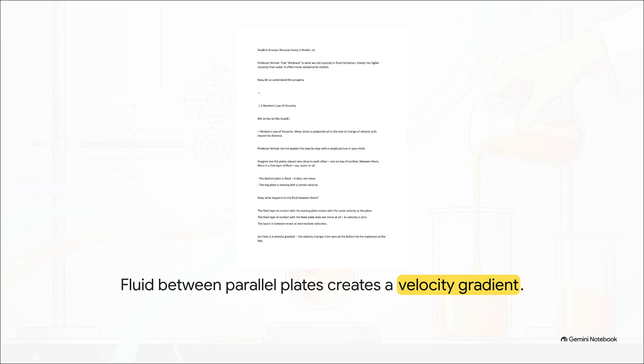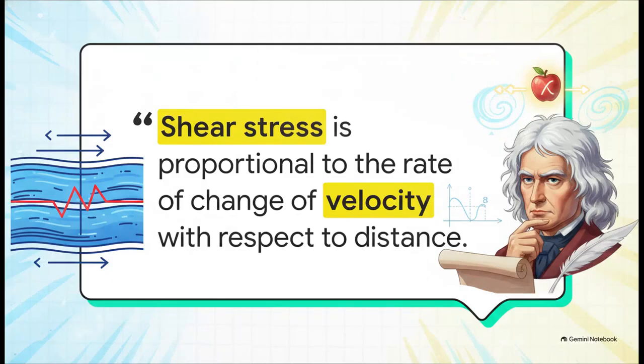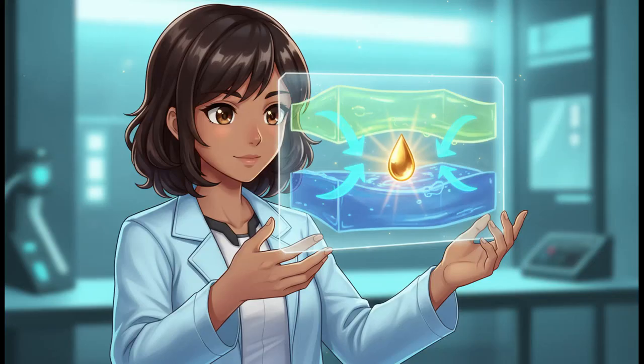This steady, progressive change in velocity over a specific distance is what we call a velocity gradient. In calculus terms, we express this as dv over dy, which is also known as the rate of shear strain. Now, because these adjacent fluid layers are sliding past each other at totally different speeds, they generate a friction-like resistance. Sir Isaac Newton actually observed this exact phenomenon and gave us a brilliantly simple foundational rule. The shear stress, which is the resisting force per unit area between these layers, is directly proportional to the rate of change of velocity with respect to distance.